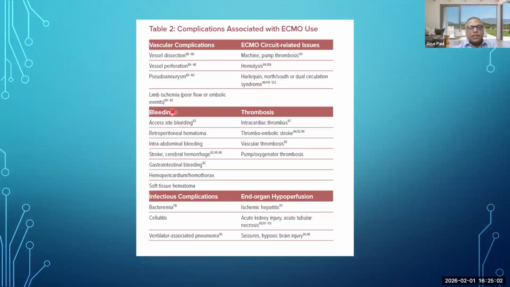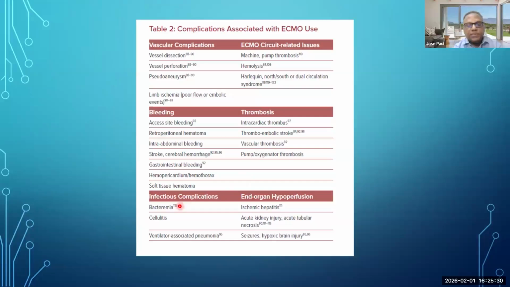Then other complications include bleeding due to the use of anticoagulants, like access site bleeding, retroperitoneal hematoma, intra-abdominal bleeding, stroke, GI bleed. All these bleeding complications can happen. Then it can lead to thrombotic complications like intracardiac thrombus, thromboembolic stroke, vascular thrombosis. Then this is a real problem when you do ECMO, where you get a pump or an oxygenator thrombosis.